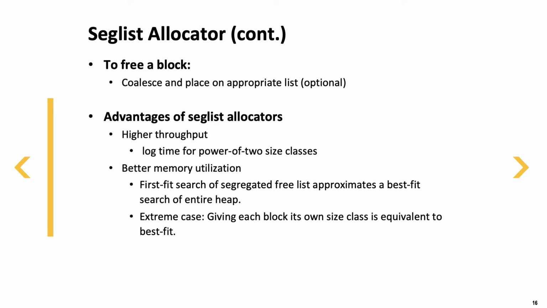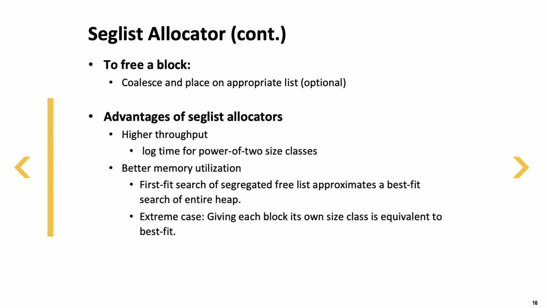Now, that's how we can allocate with a segregated list, but how do we free? Well, that's about as simple as it gets. We just coalesce and place it in the appropriate list. Easy as can be. Now, the advantage of segregated list allocators is we get higher throughput. It's actually log time for power of 2 size classes.